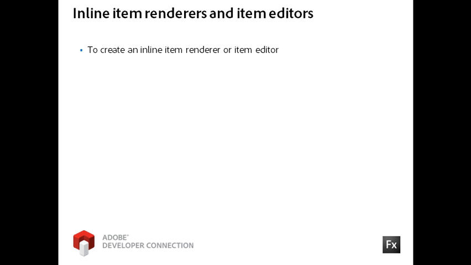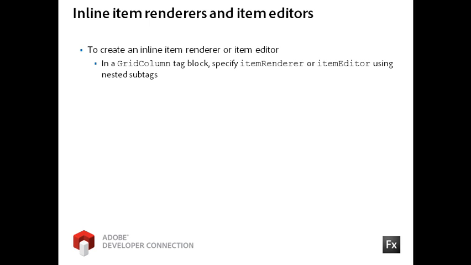The first step to create an inline item renderer or editor is to create the item renderer or item editor properties as nested properties of the grid column instance rather than as properties in the tag. Within the nested property tag block, you will then add a component tag block. Within that, you can add your visual controls, which can be simple or complex displays.